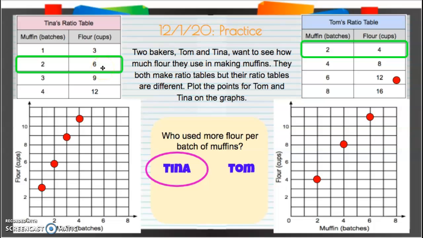So who uses more cups of flour? Tina does. So in both cases, Tina uses more cups of flour per her batches of muffins. And that is it for our practice. Great job.